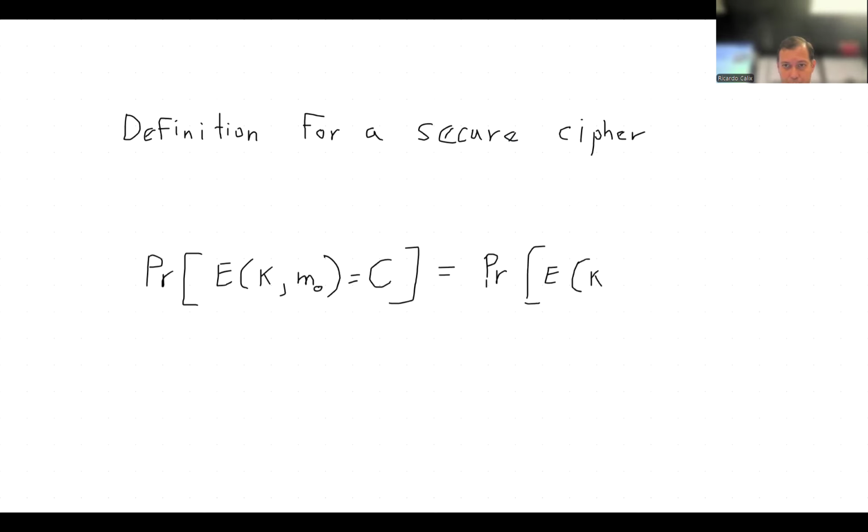Comma. Now this is a 1, not a 0. 1 equal C. And that's it. That is the definition by Claude Shannon as he was looking at the one-time pad, which is the simplest example that we can think of.